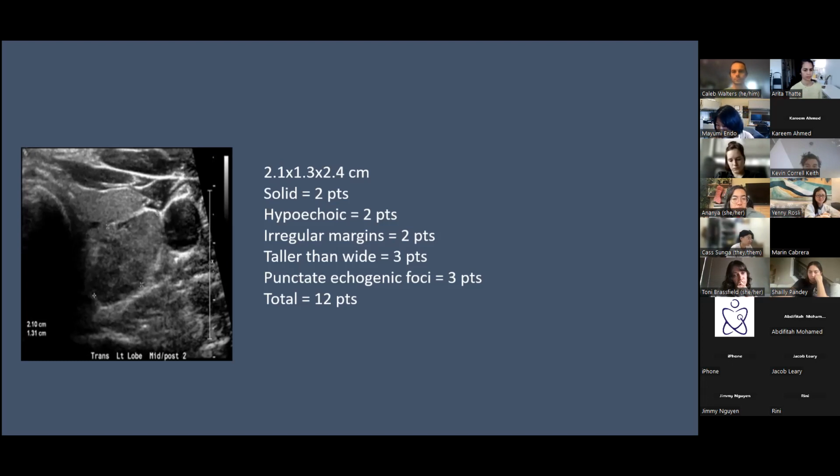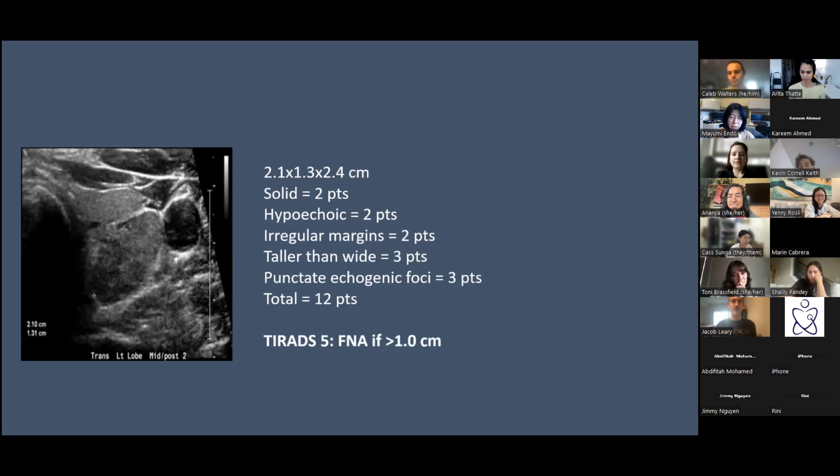Let's see. Jacob, is this a low risk nodule or high risk nodule? I think it's higher risk if it's taller than wide. Okay, thank you. This is a TI-RADS 5 nodule. So if this is larger than 1 centimeter, you biopsy it, and this was 2.4 centimeters. So yes, we biopsied it.